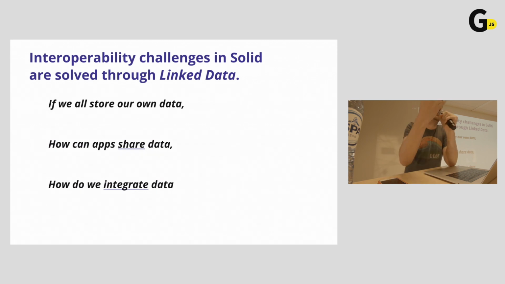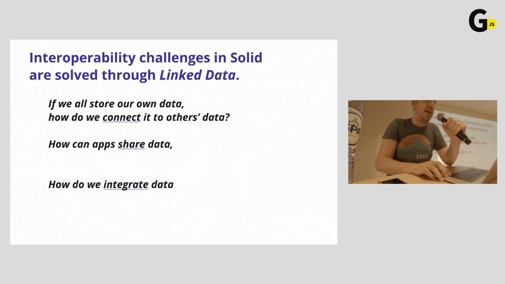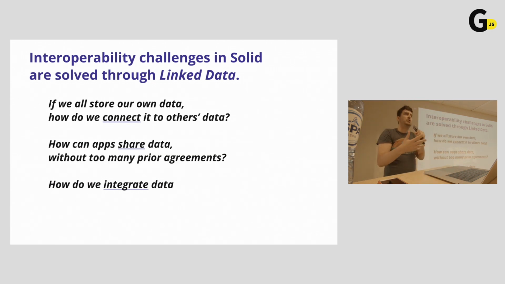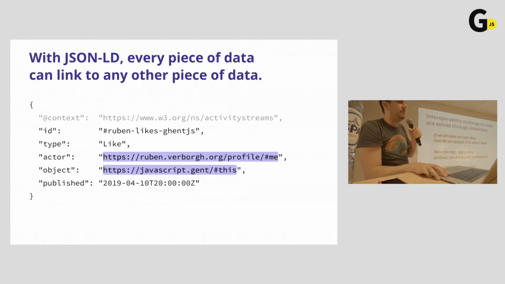Now, linked data, what I talked about before, is crucial to solve some challenges for Solid. Like if we all store our own data, how can we connect it to other people's data? If apps want to share data, how can they do so without having to agree on everything first? And if you want to integrate data from multiple places, well, how does it even work? Those three things are addressed by linked data. JSON-LD is great for that.